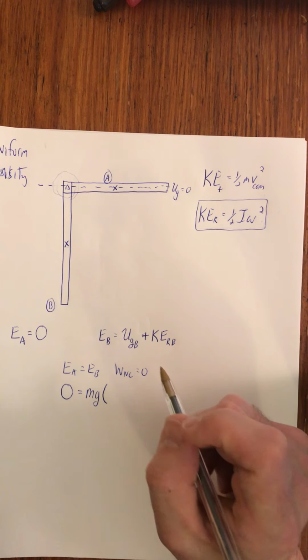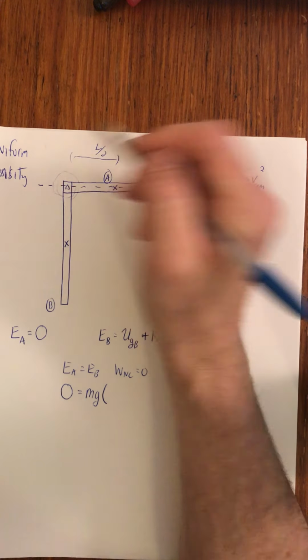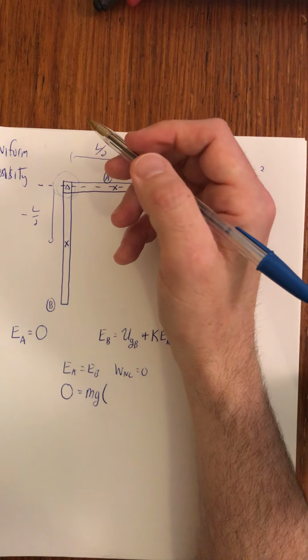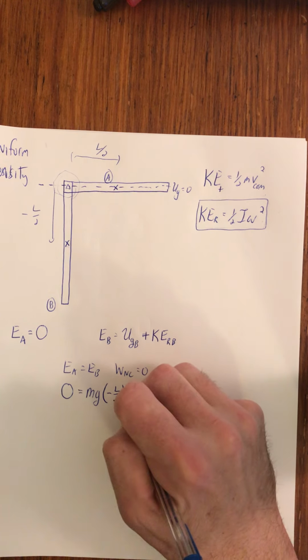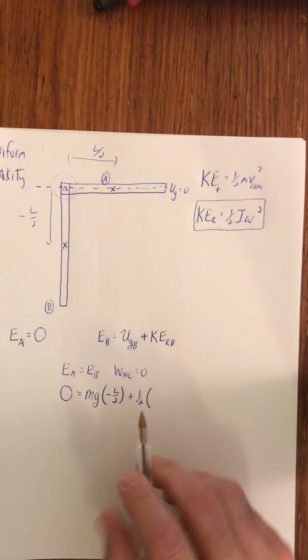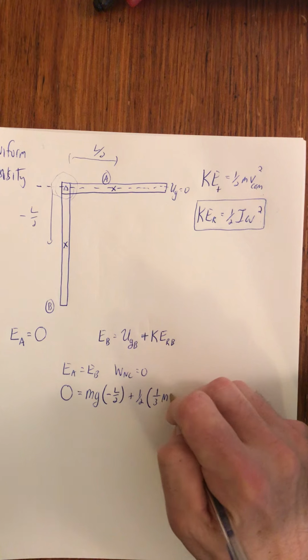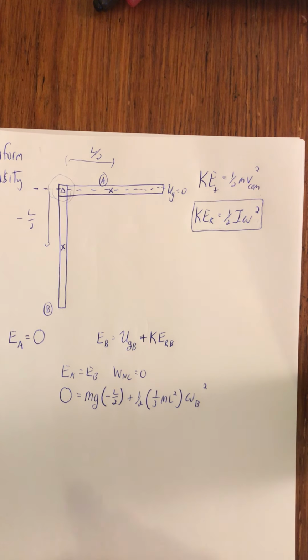Well, where is that position? We know that this center of mass is L over 2 because it's uniform density. So with respect to this, it's got to be negative L over 2 because it's below the UG equal to 0 line by half the length, plus 1/2 I, which we know is a bar about its end, so 1/3 mL squared, and then omega at position B squared.